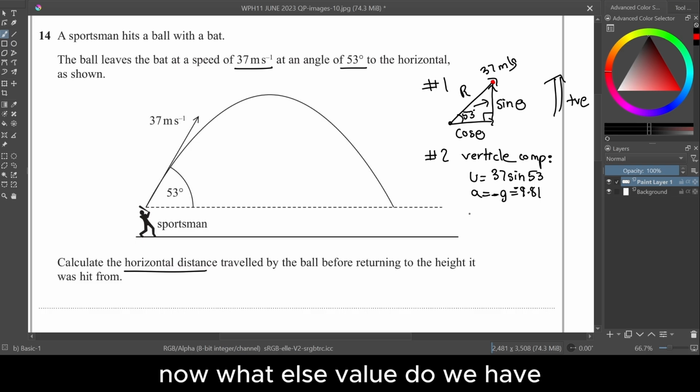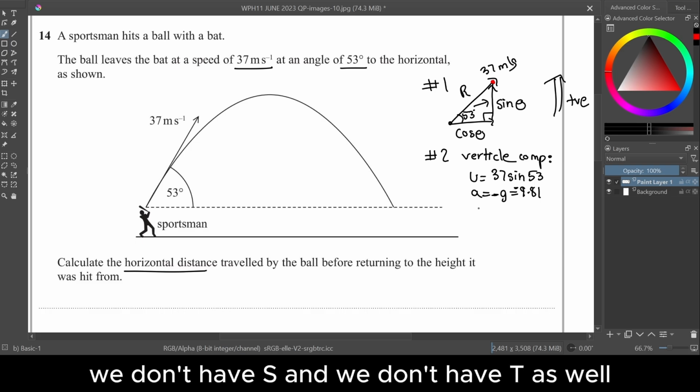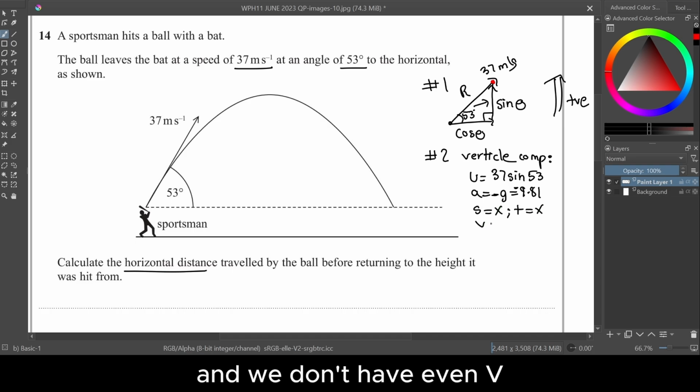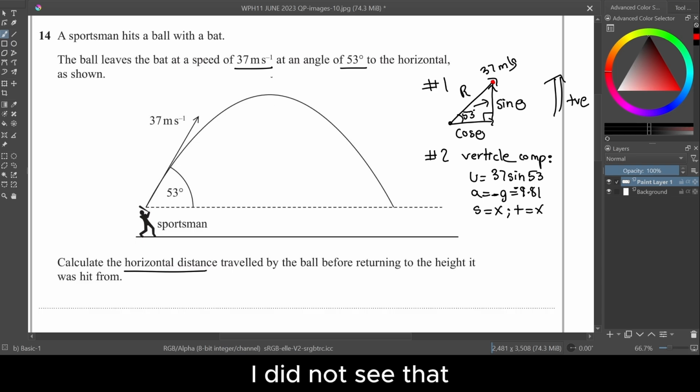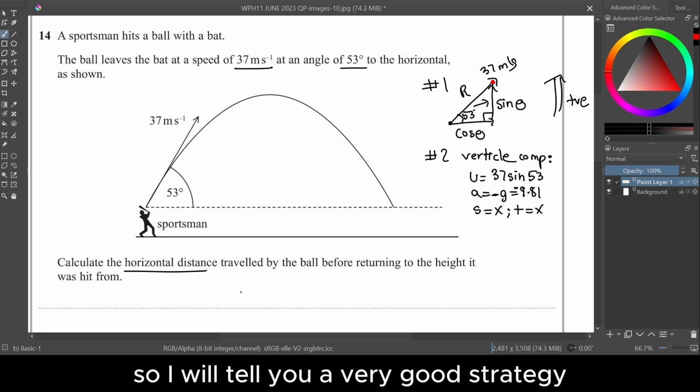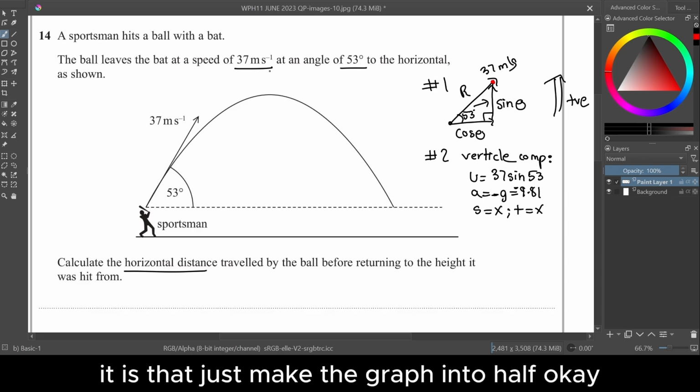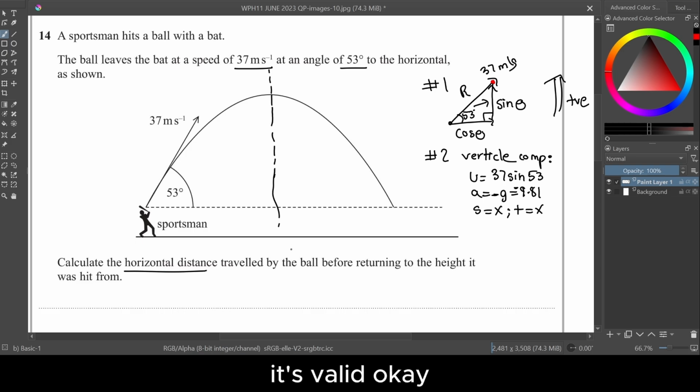Now what other values do we have? We don't have s, and we don't have t, and we don't even have v. No, we do have v. Oh wait, yes, we do have v. And you might be wondering, where, dude? I did not see that. So I will tell you a very good strategy: just cut the graph into half. Okay, for only the vertical component it's valid. So make it half.